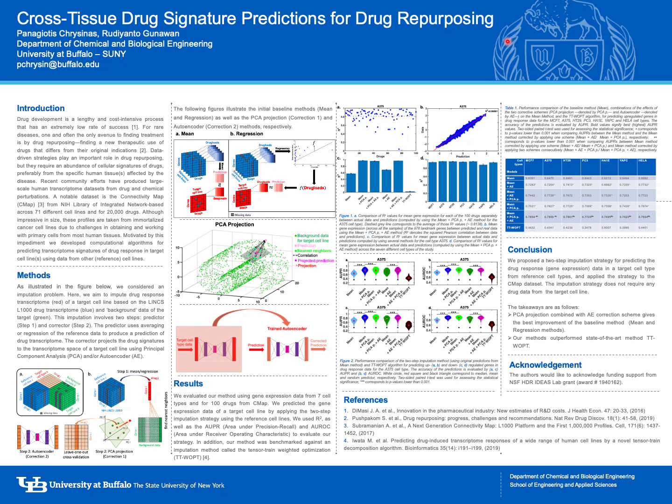Hello everyone, my name is Panagiotis Chrysinas and I'm a PhD student at the University at Buffalo at the Department of Chemical and Biological Engineering. Today, I'm going to present on cross-tissue drug signature predictions for drug repurposing.